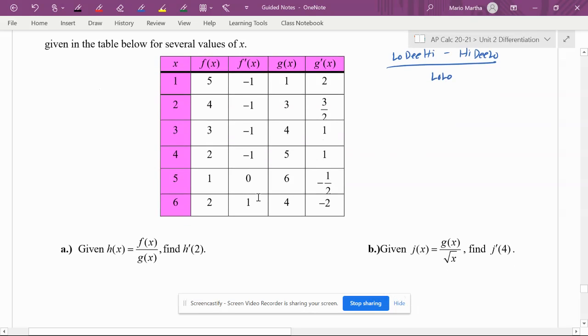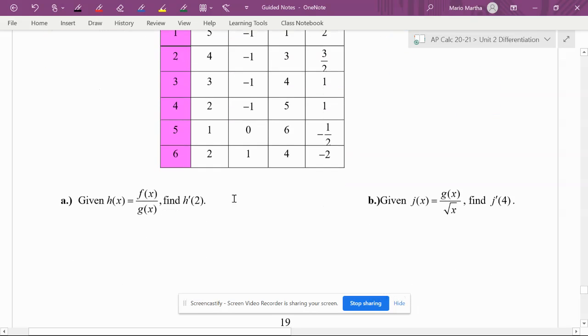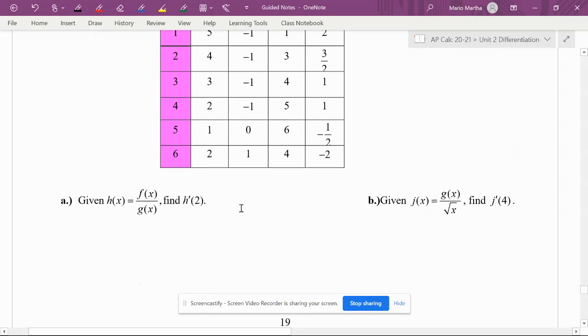All right, so we have a table. So the values of the two differentiable functions, f of x and g of x, along with the derivatives, are given in the table below for several values of x. So again, we have points, and then we have the slopes at each of these points. It says given h of x is equal to f over g of x, find h prime at 2. So we're looking for h prime of 2.